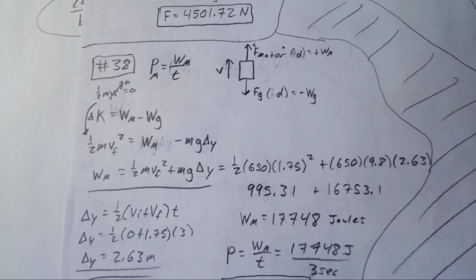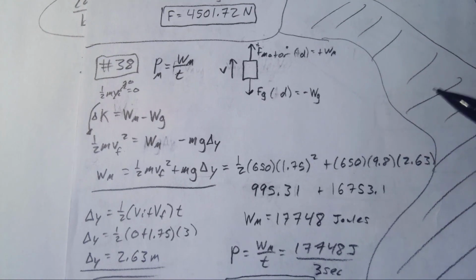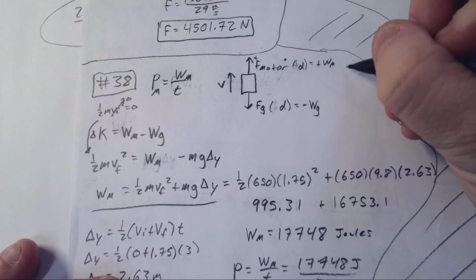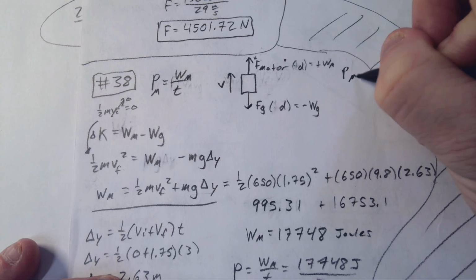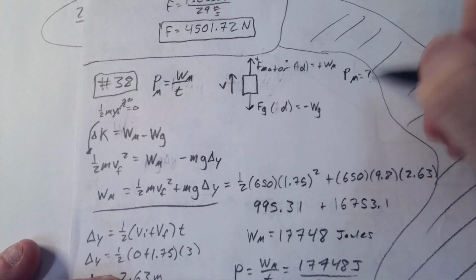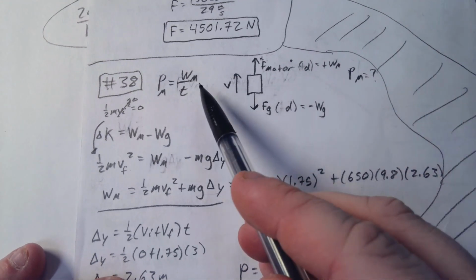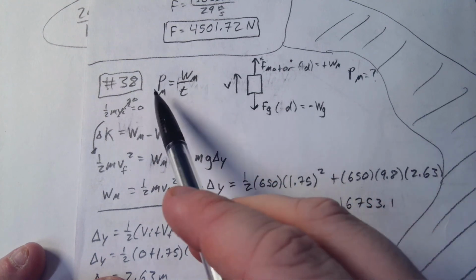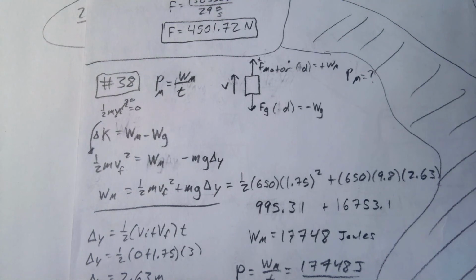Once we know the total work being done, they're asking for what is the power of the motor. And here we go. What is that? If we know the work done by the motor and the time it does it, and they tell us that, then we can calculate the power of the motor.